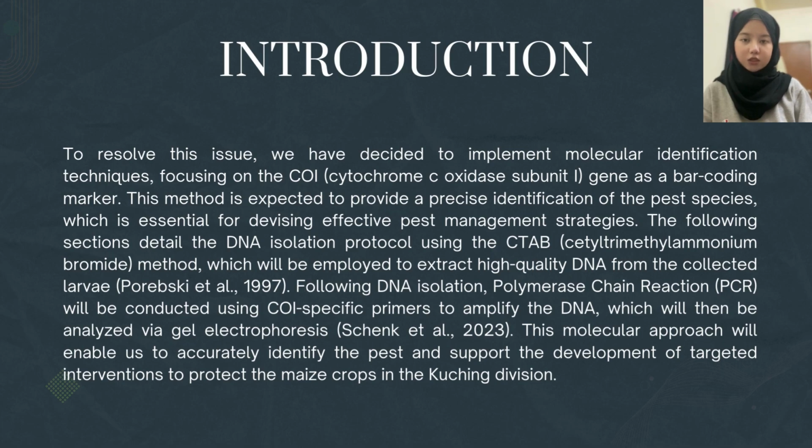Following DNA isolation, polymerase chain reaction (PCR) will be conducted using COI-specific primers to amplify the DNA, which will then be analyzed via gel electrophoresis. This molecular approach will enable us to accurately identify the pest and support the development of targeted intervention to protect the maize crop in Kuching division.